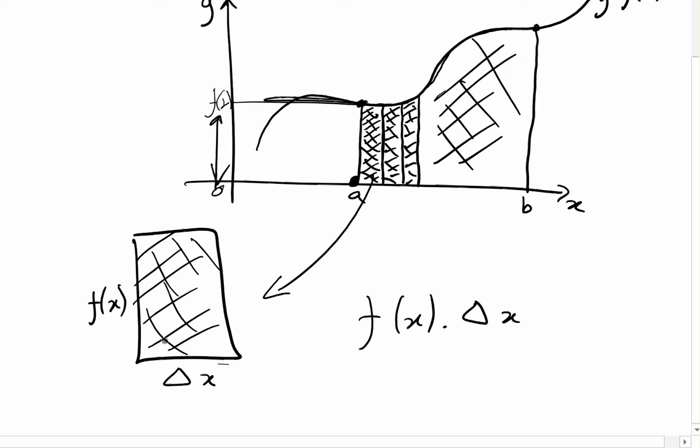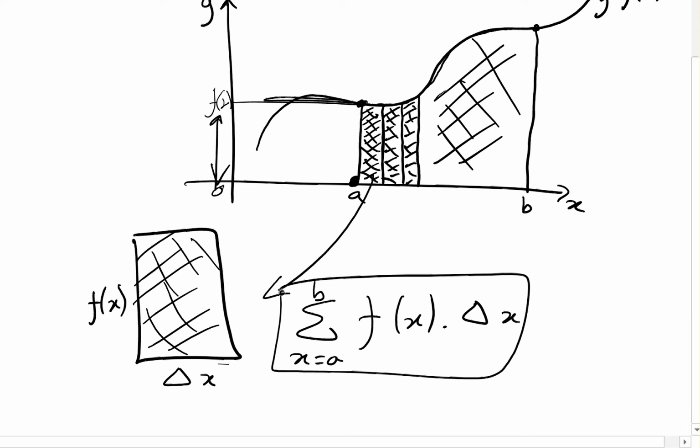We're going to be going from A to B, so from x equals A to x equals B, and we're going to be summing. We're going to be adding all these areas as we go along. So we're going to add that area, that area, that area, that area. All the areas are going to add together, and we're going from A to B. Okay, so this is basically the idea.